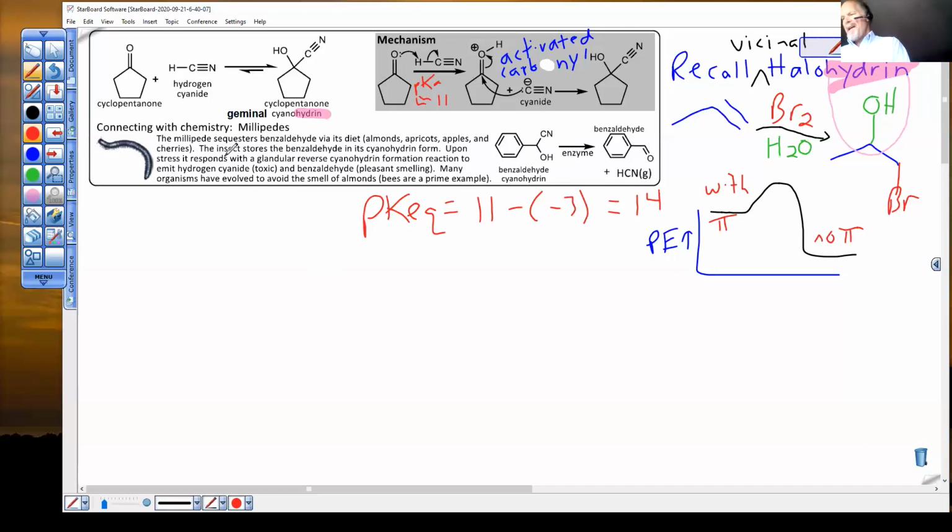If the animal's presented with an event that it deems dangerous, then it will have a reverse reaction. It will open up that gland and cause the backwards reaction to happen, emitting a pleasant smelling almond odor in benzaldehyde and a very toxic chemical, hydrogen cyanide. I would like to calm your nerves a little bit here. A millipede will not hurt you. The dosages of hydrogen cyanide are very small, but if you're another insect, they are approaching a lethal dose. So this animal knows how to protect itself.